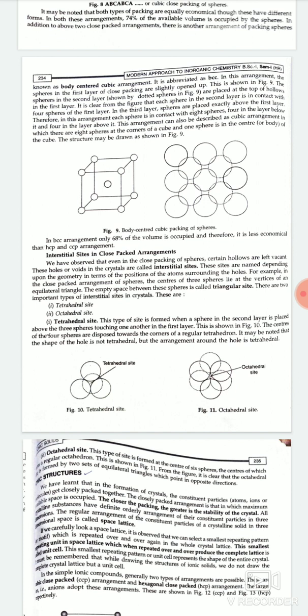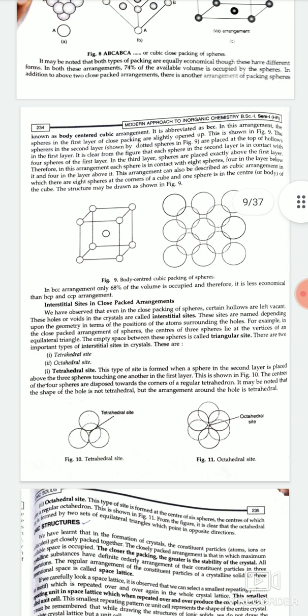Therefore, in this arrangement, each sphere is in contact with 8 spheres, 4 in the layer below and 4 in the layer above it. This arrangement can be described as a cubic arrangement in which there are 8 spheres at the corners of the cube and 1 sphere at the center or body of the cube. The structure may be shown in figure 9. In the BCC arrangement, only 68% of the volume is occupied, and therefore it is less economical than HCP and CCP arrangements.